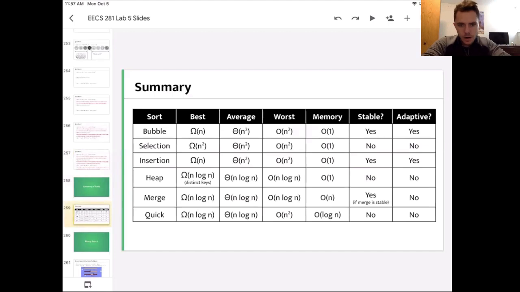So then we have our summary page. This is a great table to copy down for our cheat sheet.